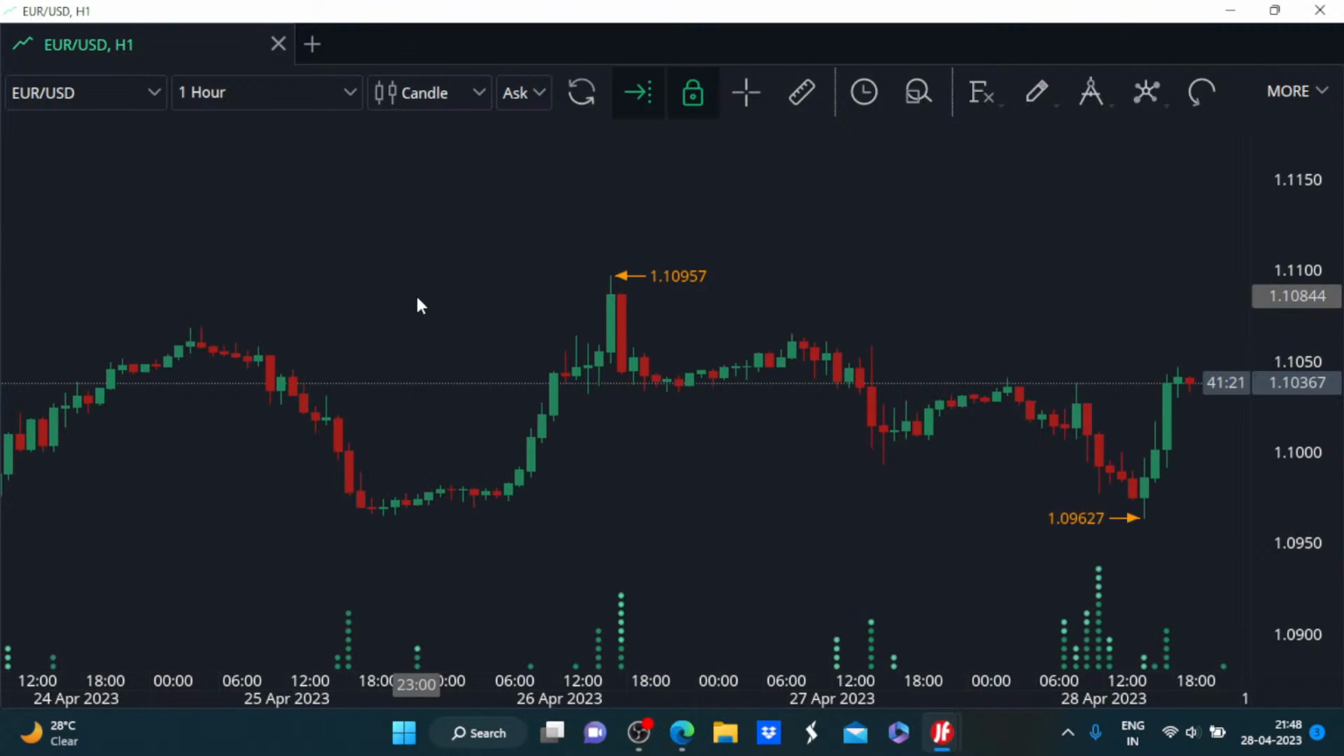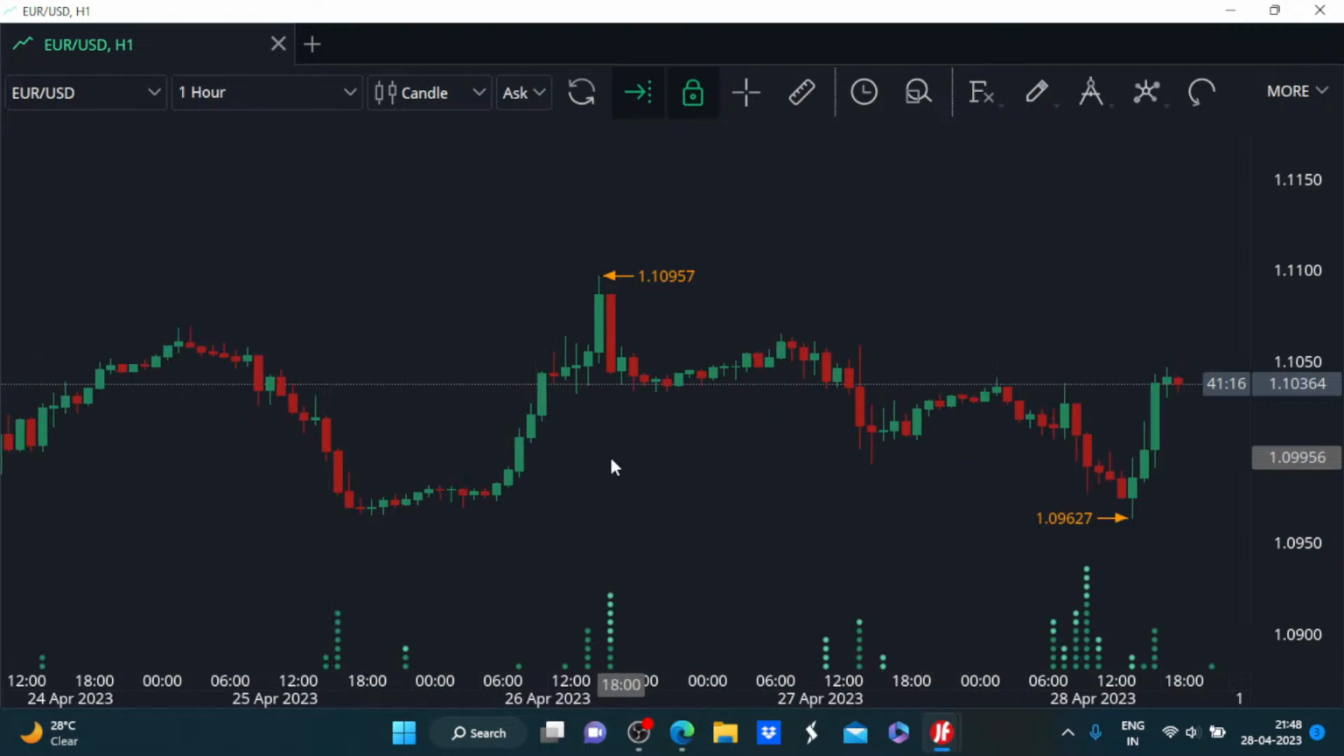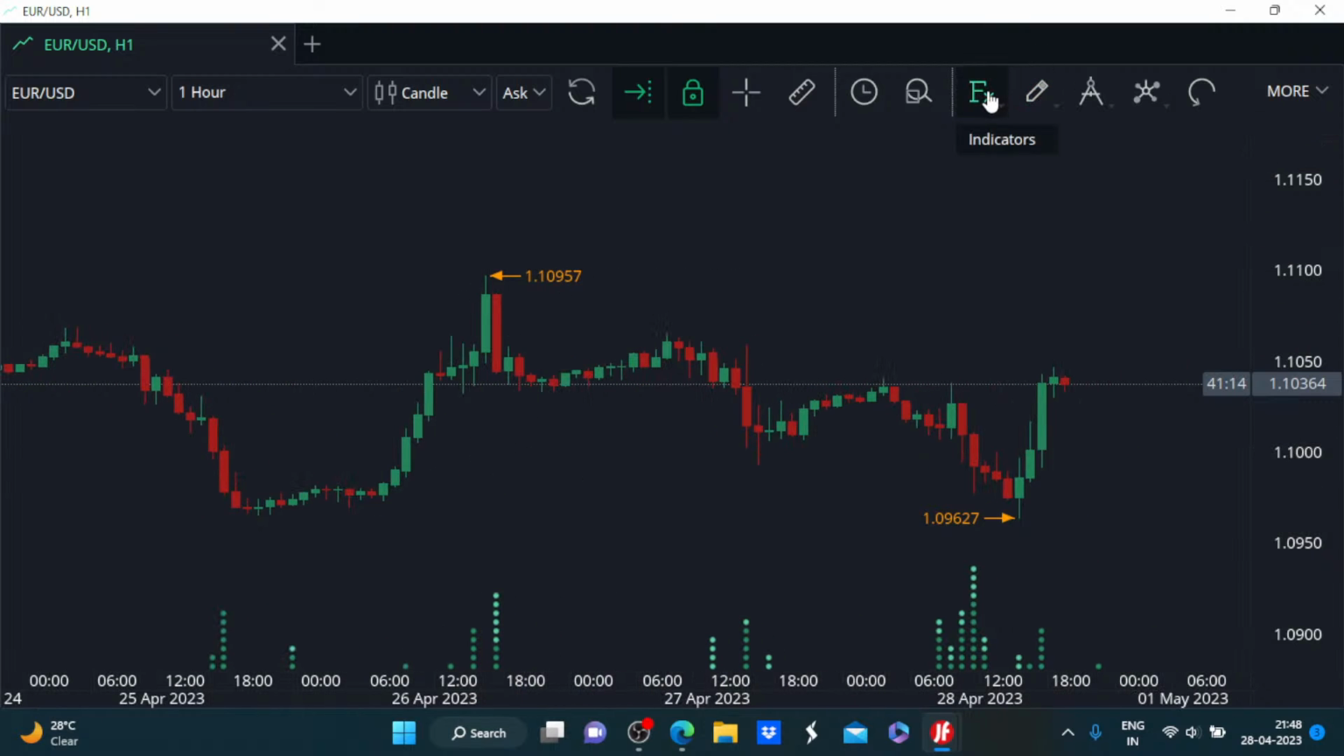There is the Euro USD chart with each candle period defined at hourly. Let me add this indicator simply by doing a quick search. If you type in RCI, here it comes, Rank Correlation Index.